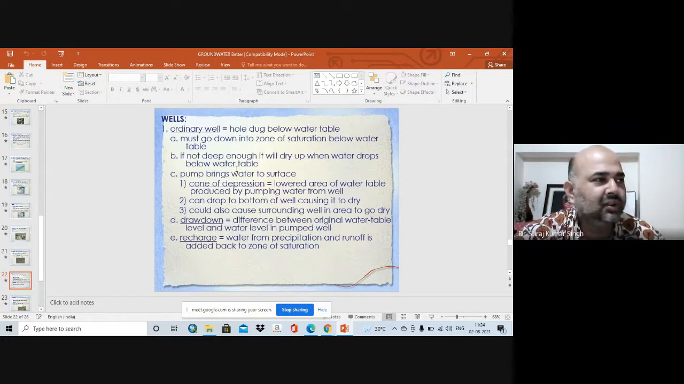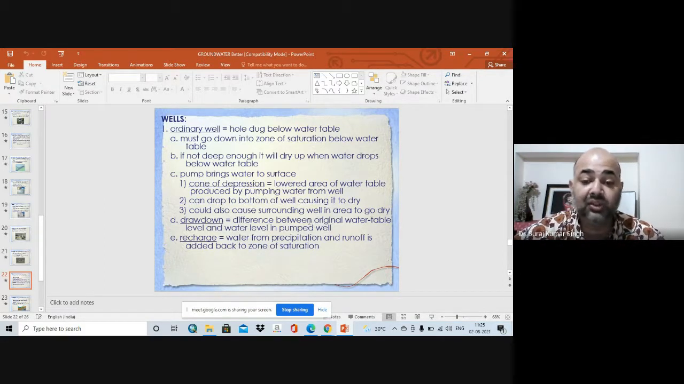Just like we have a pumping set or pump installed at our home to extract the underground water, you have a cone of depression, where a low area of the water table is produced by pumping water from the wells. It can drop to the bottom of the well, causing it to dry, and could also cause surrounding wells in the area to go dry. So there is a drawdown, that is the difference between the original water table level and the water level in the pumped well. Then you have recharge.